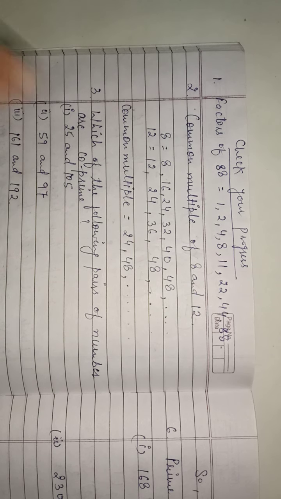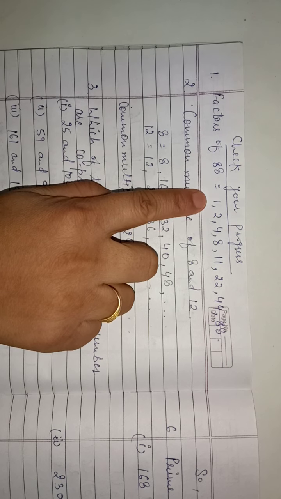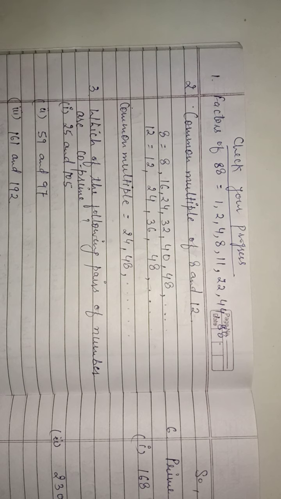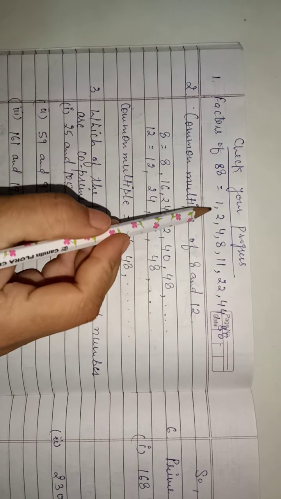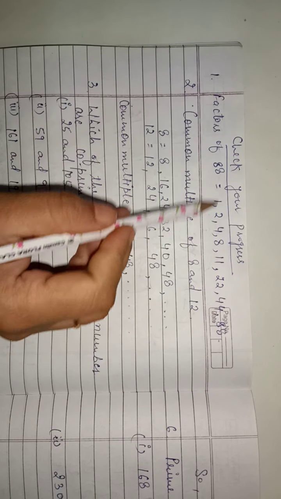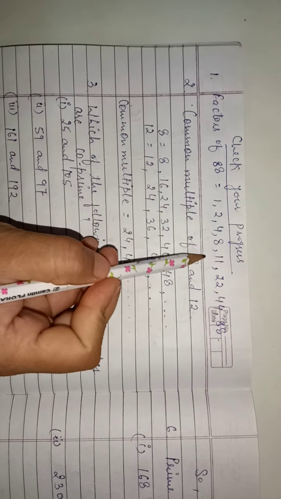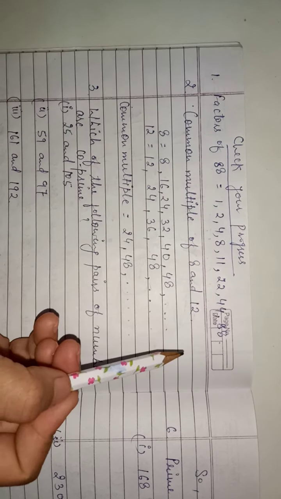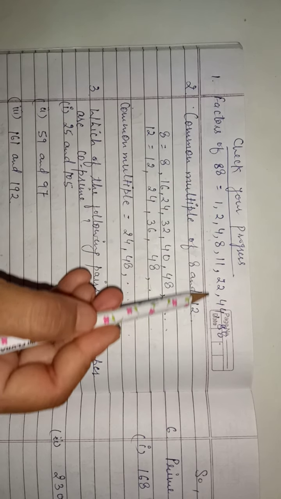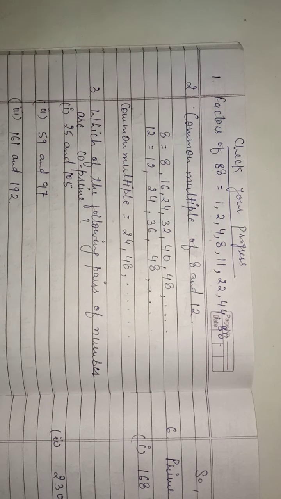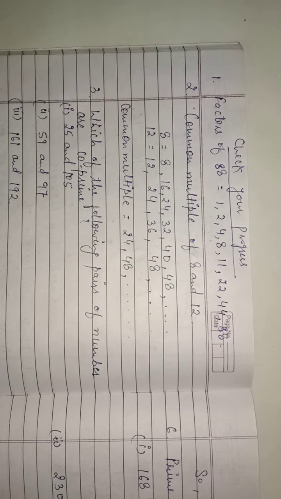So 1 is the factor of 88 because 1 is always a factor of every number, and then 2 because 88 is divisible by 2, then 4, 88 is divisible by 4 also, and this one is divisible by 8 also, then 11, then 22, then 44, and then 88. So we can say that 88 is divisible by these numbers, and so these numbers are the factors of 88. So same as this, we can solve our second and third part of the first question.